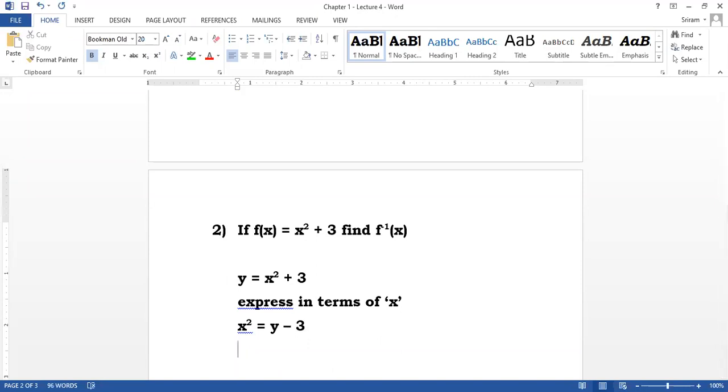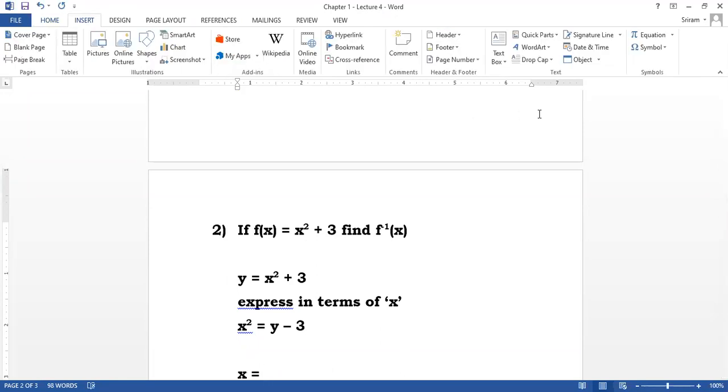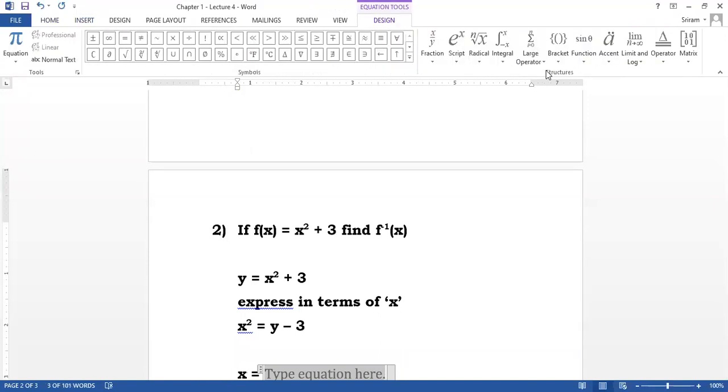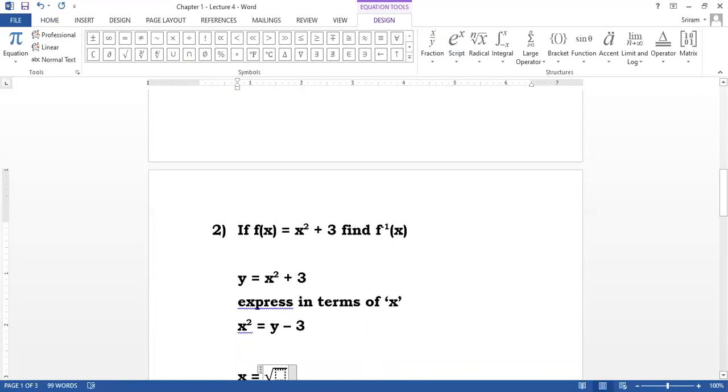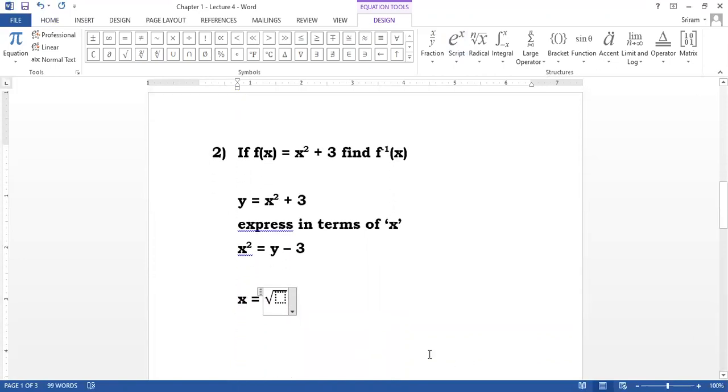But I need only x. I don't want x squared. So what will be x now? I want to cancel the square, so I am going to take the square root on both sides. So x is equal to root of y minus 3.